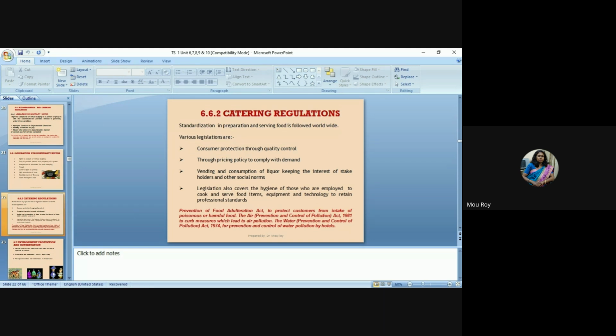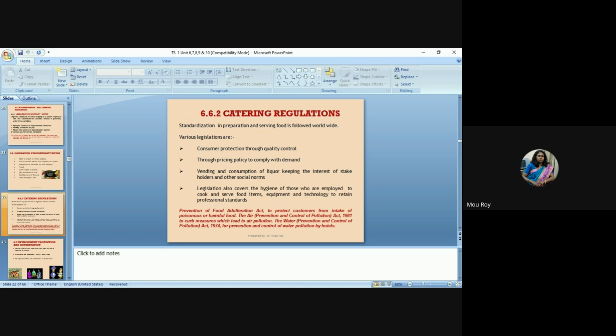Then come licenses. If you are running a bar in a restaurant or pubs, you need laws relating to liquor licenses. Even lodging houses and eating houses have licenses. Similarly, you have all heard of FSSAI, the Food Safety and Standards Authority of India. It acts to prevent food adulteration and protect customers from the intake of poisonous or harmful food.